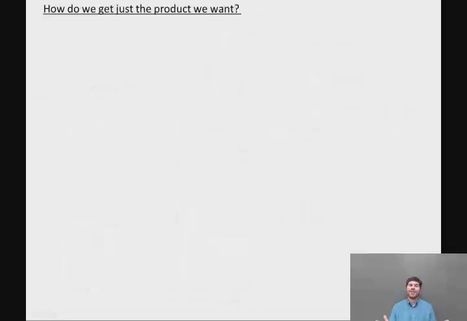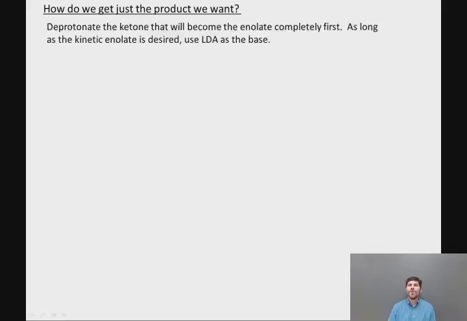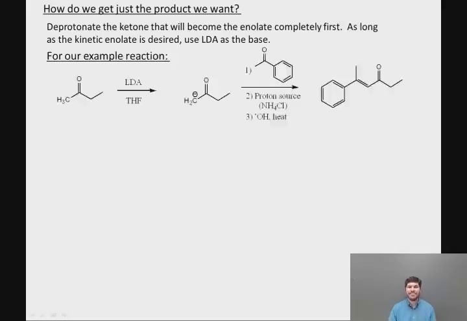Okay, so how do we get just the product we want? Obviously, mixing the 2 ketones with NaOH is not the answer in this case. Well, the answer is that we deprotonate the ketone that will become the enolate, B in this case, completely first. Make it all go to enolate so there's no more ketone B present. So as long as the kinetic enolate is what is desired, we can use LDA as the base. Okay, remember LDA, lithium diisopropylamide, is the base that can give us preferentially kinetic enolates.